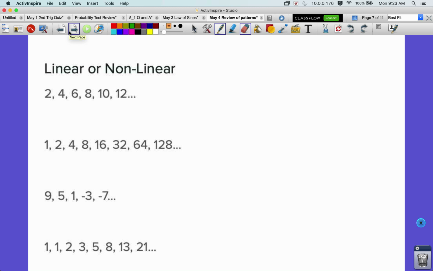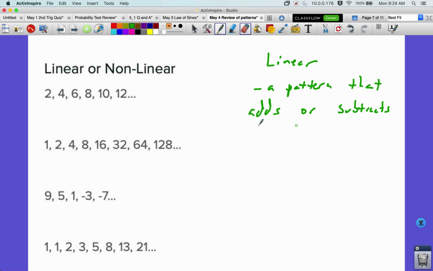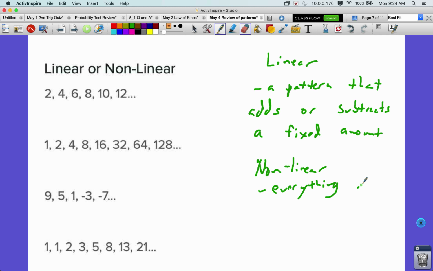Okay, another thing I could ask you is whether a pattern is linear or nonlinear. Let's create a quick definition for linear. This is a pattern that adds or subtracts a fixed amount. And nonlinear is everything else, including multiplying patterns.